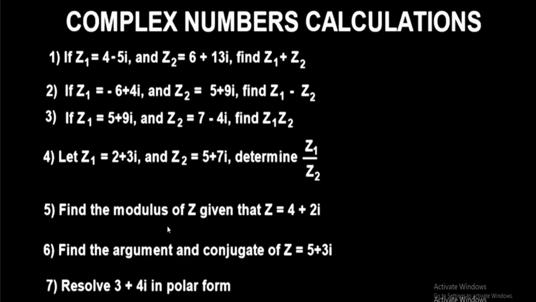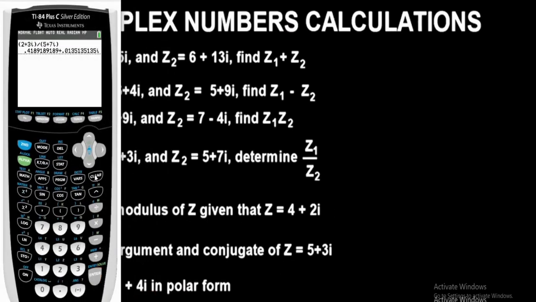This time I want modulus. We have to find the modulus of z given that z equals 4 plus 2i. Very simple. Let's clear this. To find modulus, you will have to go to this place, math. Press math and then go to this place. You will see complex. Once you get to complex, you see a drop down list of options. Take note of this: modulus is the same thing as the absolute value. In this calculator they use absolute value in place of modulus.